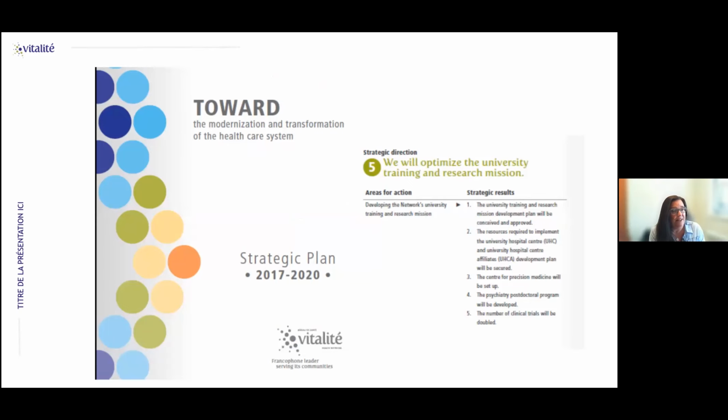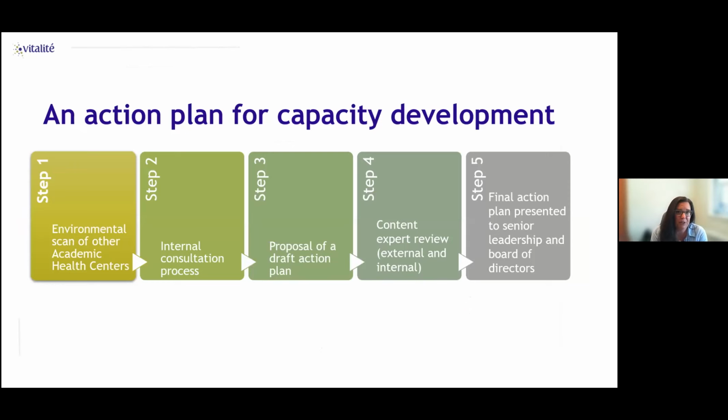So as you can imagine, the research ecosystem, research capacity within the organization was building, but at a slower pace. It was only for the first time in our organization strategic plan in 2017 that we actually had a strategic direction aimed at building research capacity. That to us was a big step in the right direction, because we finally had leadership for our organization that saw the importance of having this capacity within our organization. That led us to create, at that point, I was director of research and training, the development of an action plan for capacity development.